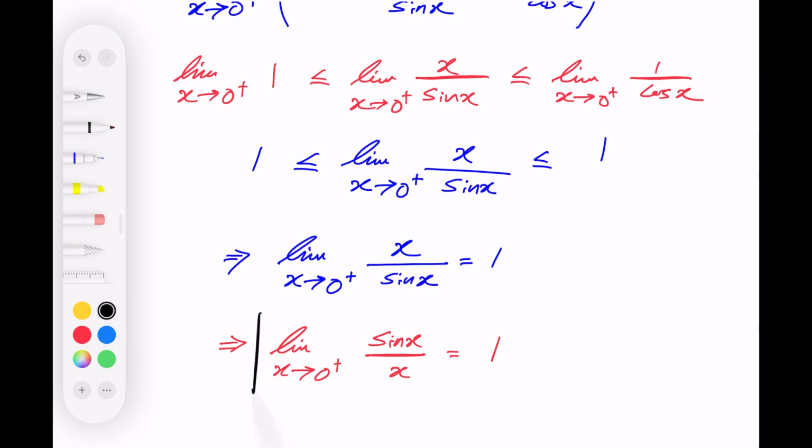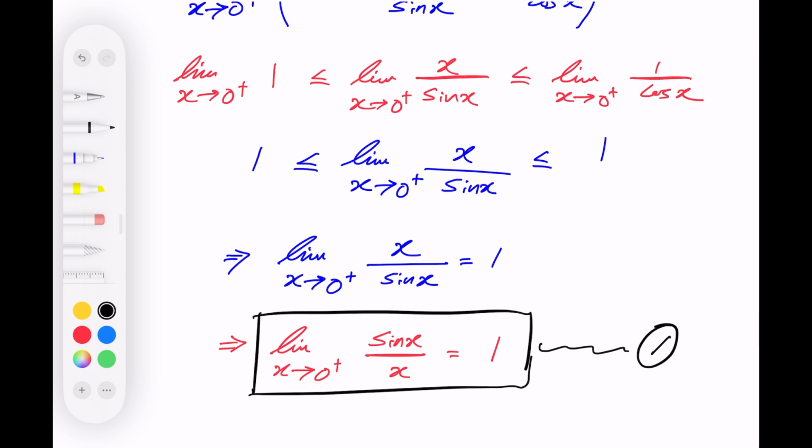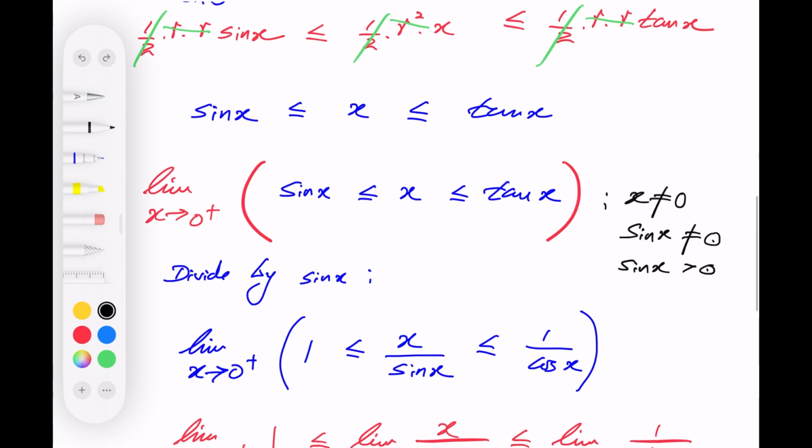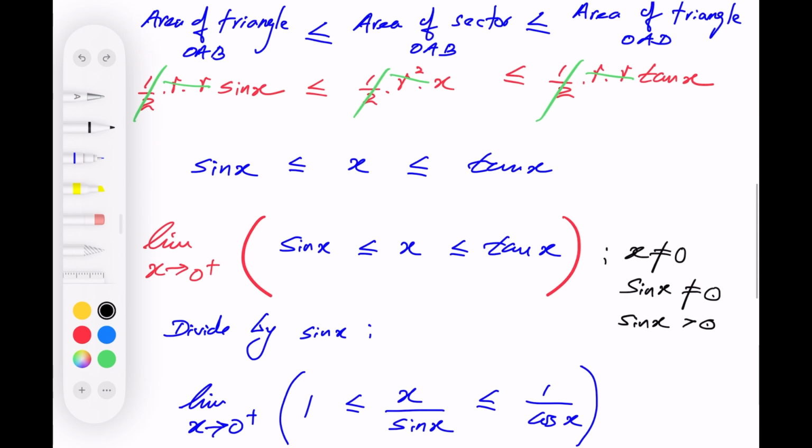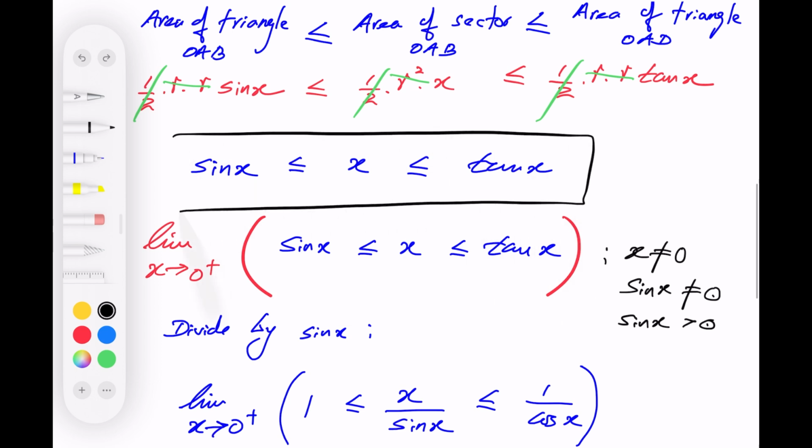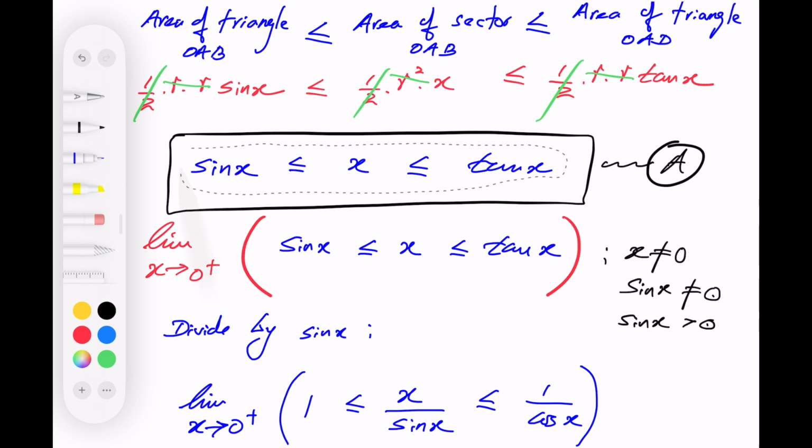Now I'm going to box this equation and label it as equation number 1. I still have to prove that this equation holds true even for the case where x approaches 0 from the left hand side. So let me go ahead and work on that. The original inequality that we have is right here. Let me label it as inequality A. The inequality A says sine x is less than or equal to x and it's less than or equal to tangent x. So I'm going to go ahead and copy that inequality one more time.